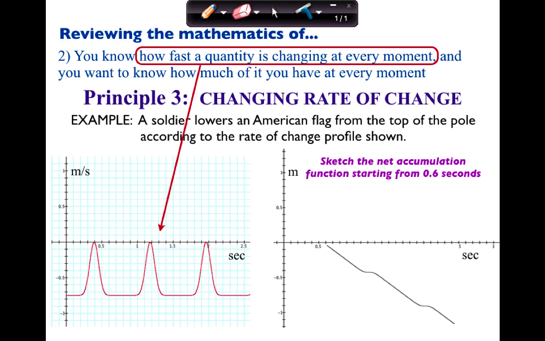Okay. So this is the journey we're on here. You know how fast the quantity is changing at every moment. That's the rate of change function, right? At any moment, meaning at any time, you know how fast the height is changing. That's what that graph represents. That function of rate of change is a function of time. You want to know how much you have at every moment. So if we're thinking about height, well, that's so close to what we're talking about here, change in height, right? Change in height and actual height of the flag are almost the same. It's a real simple transition between those two. So how much we have at every moment, it's fair to say this change in height is telling us that, right?